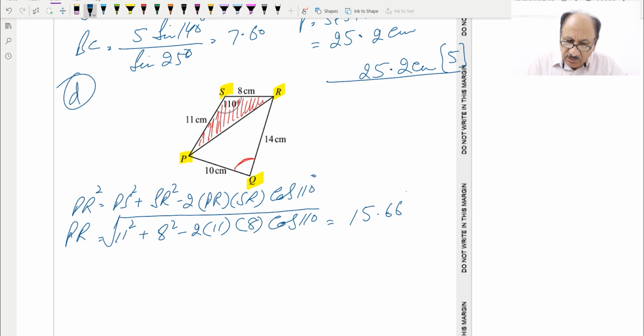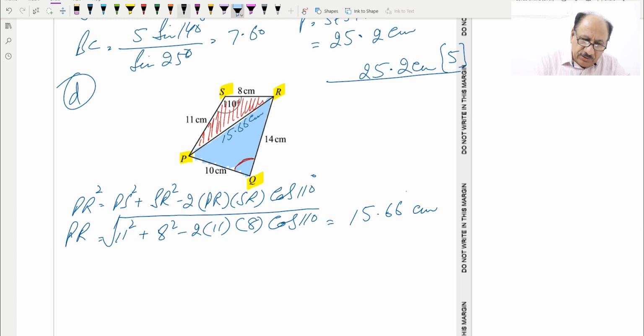This will be in centimeters. Now after finding this 15.66 centimeters, we can apply cosine rule again, because we have all three sides of this triangle. For this one we have all three sides, so we can find the angle.